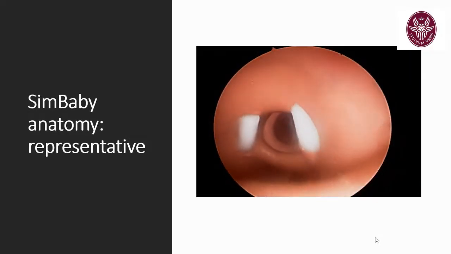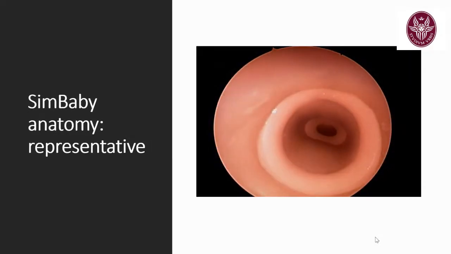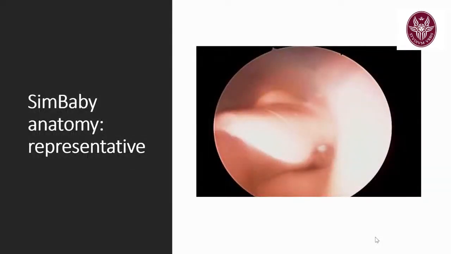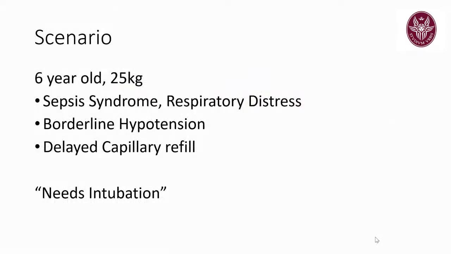This is what we were playing with in the simulation lab. If you intubate, this is the type of, whoops, let's go back. So this is what the epiglottis will look like if you intubate SimBaby. And they have a little subglottic stenosis because that's how they get the pressure in the lungs, is by tightening and loosening the subglottic pressure.